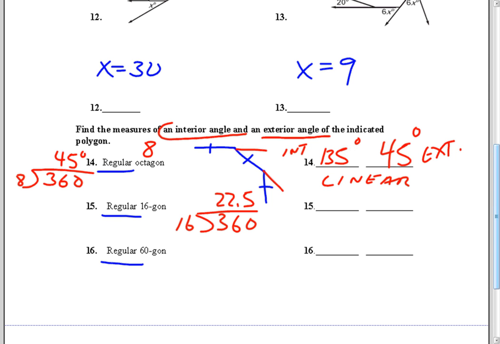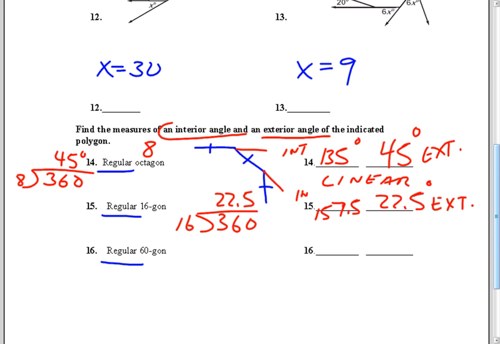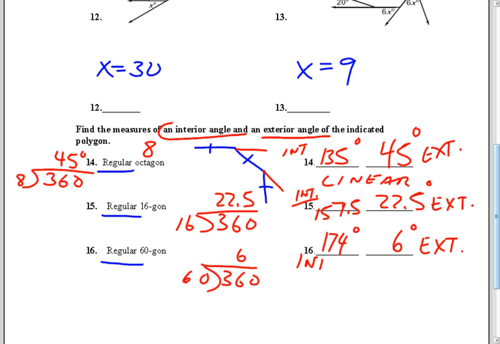22.5. Nothing in real life works out evenly. There's no need to round that. Just write it as is. 157.5 is your interior. Divide by 60, that's 6. It's okay to have one digit. 174 and 6. With a little bit of labeling.